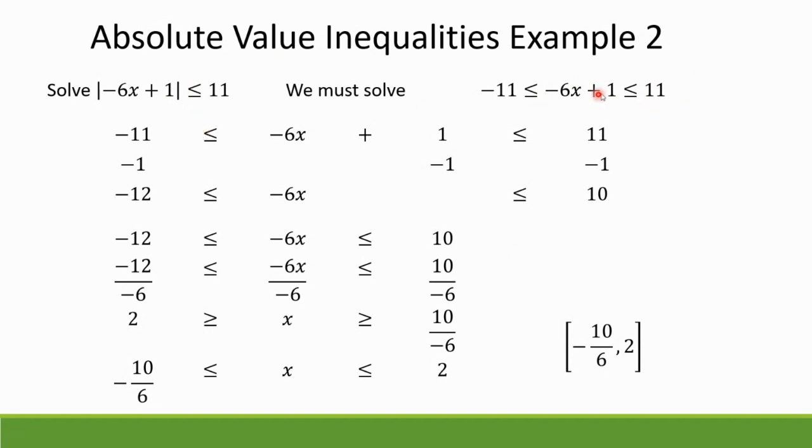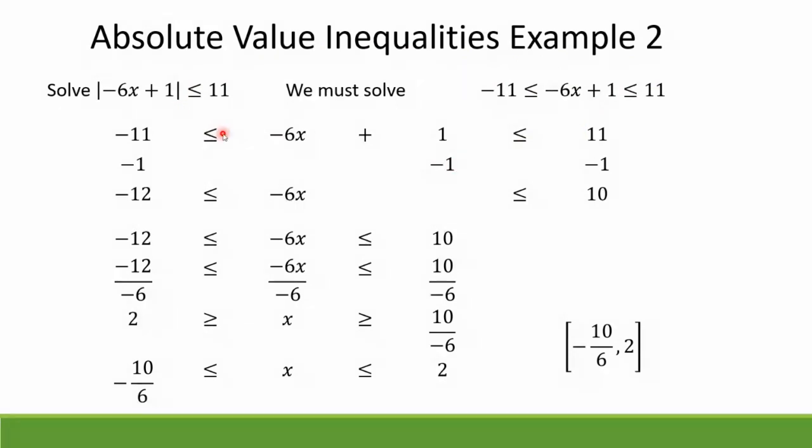So we have these 2 inequalities to solve, and we do that by solving a compound inequality. Again, you don't have to worry about negative 6x plus 1 greater than 0, less than 0. You don't have to worry about those things. These are the only 2 you solve. The only 2 inequalities, that's right.